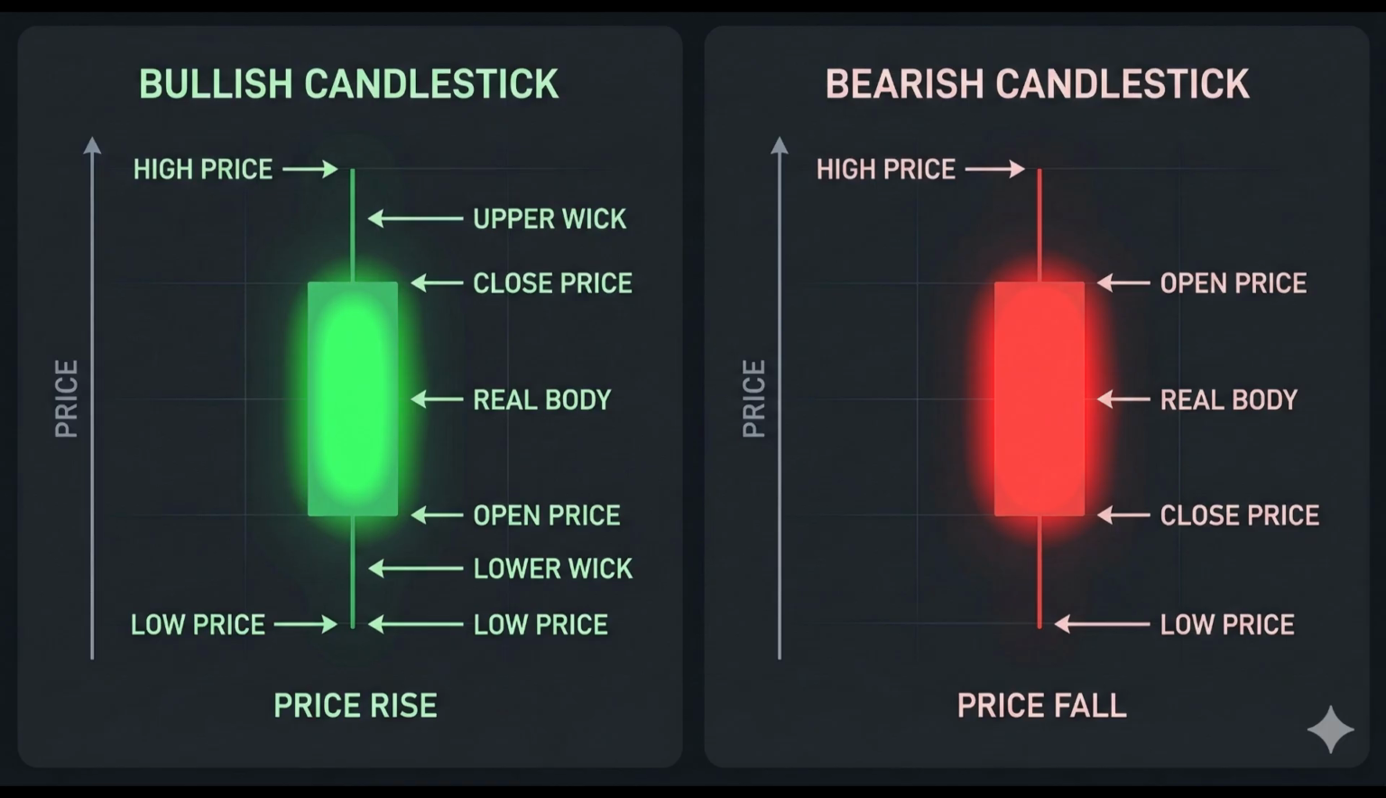Now let's look at the candle itself. A candlestick has two main parts: the body and the wicks. The body is the thick part in the middle. This shows the distance between the open and the close. But the thin lines above and below, those are called wicks or shadows. They show how far price exploded during the fight. Think of them like price trying different directions before deciding where to settle.